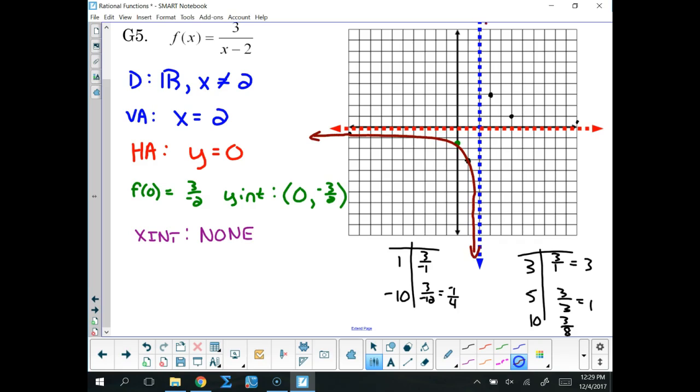So aren't they just mirrors of each other? In this case, yeah. They're actually reflected across the line y equals x plus 2.